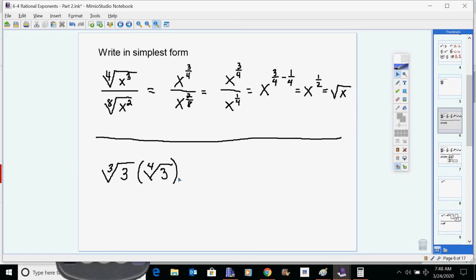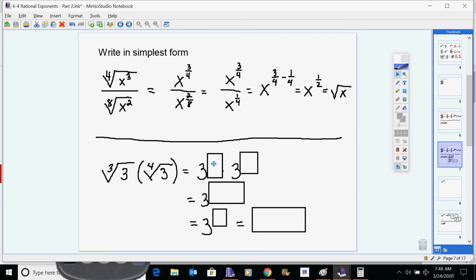We can use our exponents here as well. Our exponents sometimes are hiding, like this one has a 1 as its hidden exponent, so this is a 1/3. This also has a 1, so that's a 1/4. And when we add our exponents, I just want to pull to the side for a minute and remind you of how to add exponents.